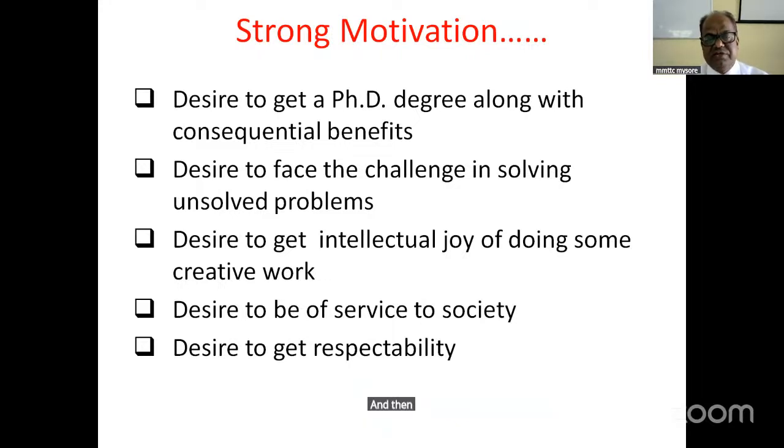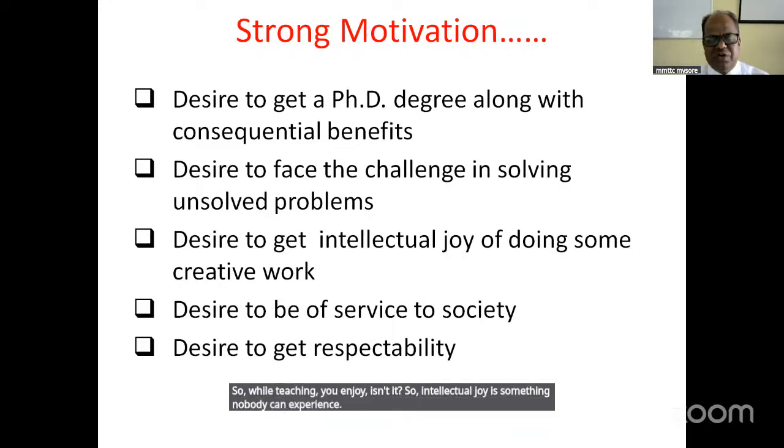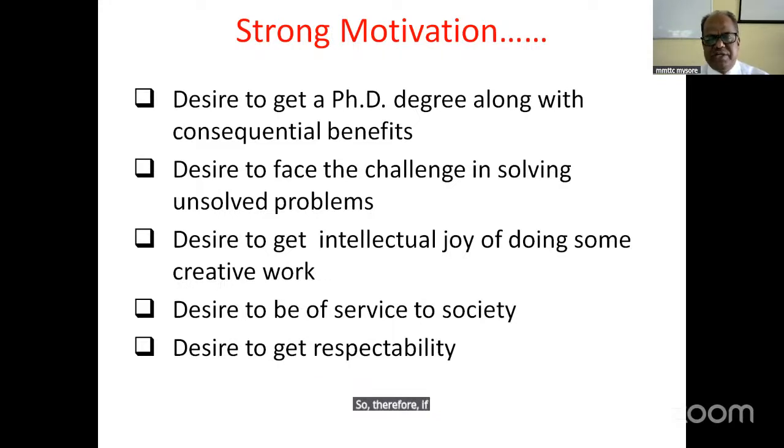And then, the desire to get intellectual joy. Many of you are teachers. When you enter the classroom, you will enjoy teaching for 1 hour. You will forget yourself, forget everything, and start teaching. While teaching, you enjoy, isn't it? So intellectual joy is something nobody else can experience. Only teachers, only scientists can experience it. So if you want to experience that intellectual joy, then you come to research.